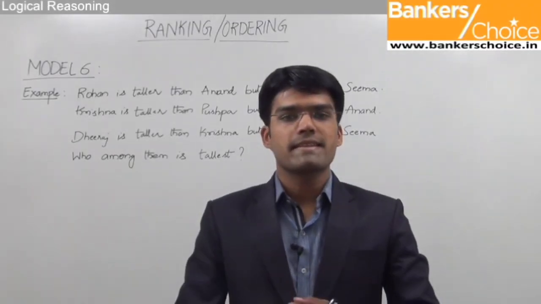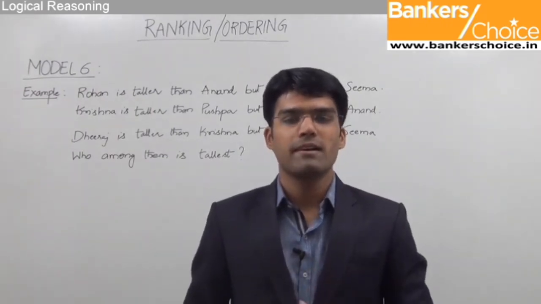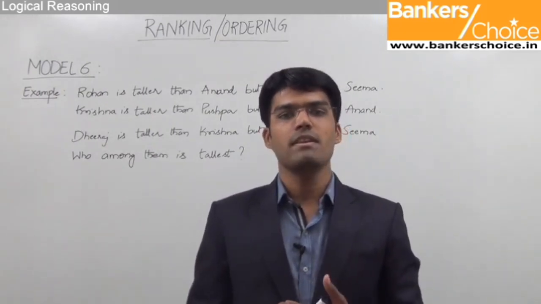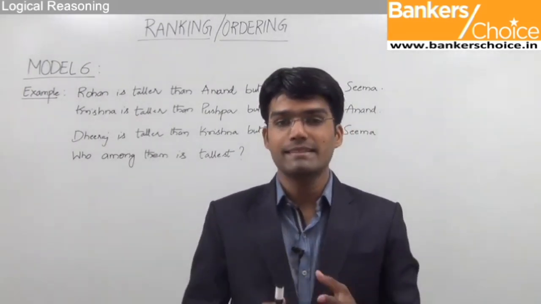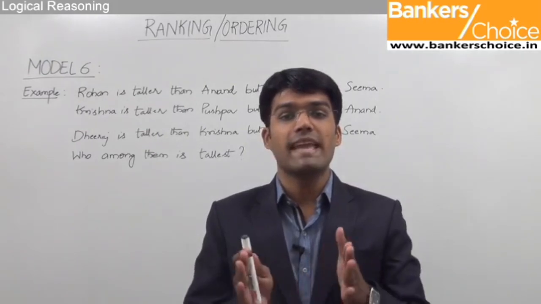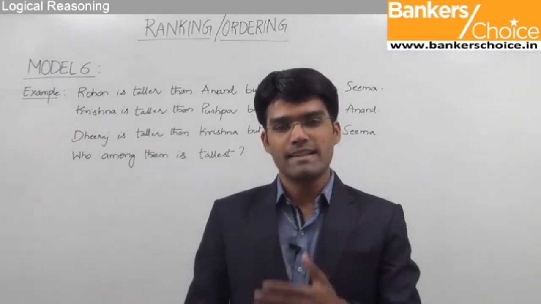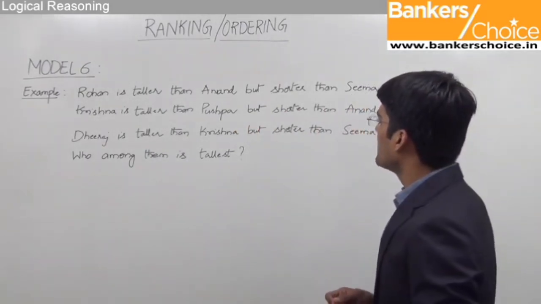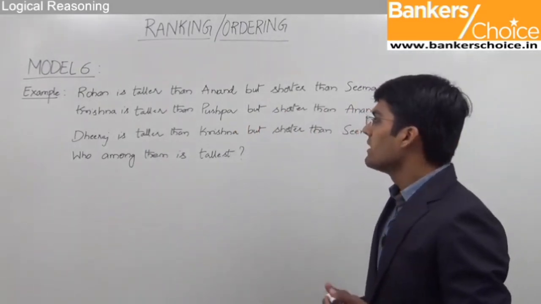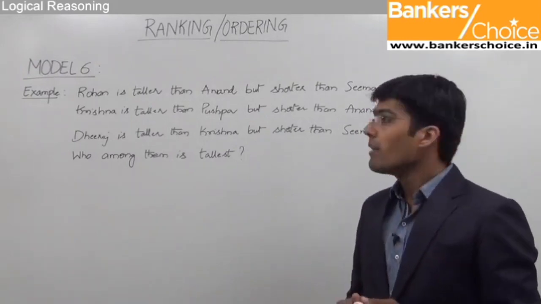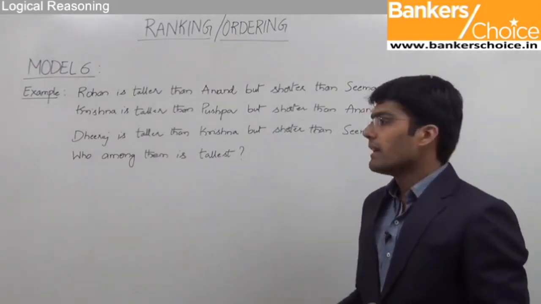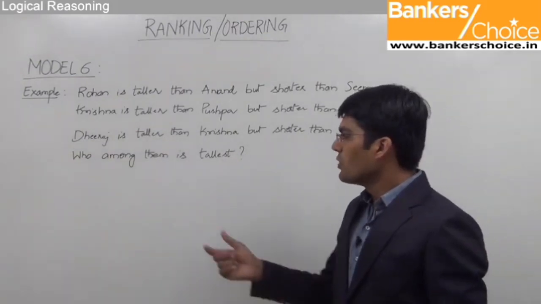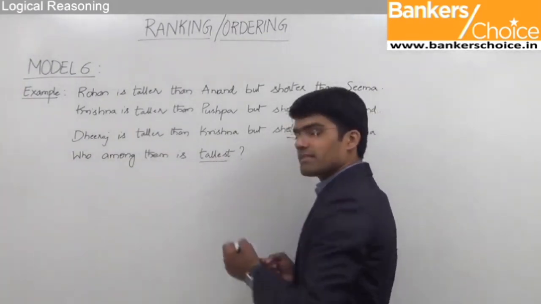Let us now take another example from ordering where we have to find out the tallest or the shortest person among the given group, or the heaviest or the lightest person in the group. That is, here we are trying to find out the extreme ends of the group. Let's take an example. The question here is, Rohan is taller than Anand but shorter than Seema. Krishna is taller than Pushpa but shorter than Anand. Dheeraj is taller than Krishna but shorter than Seema. And we need to know who among them is tallest.